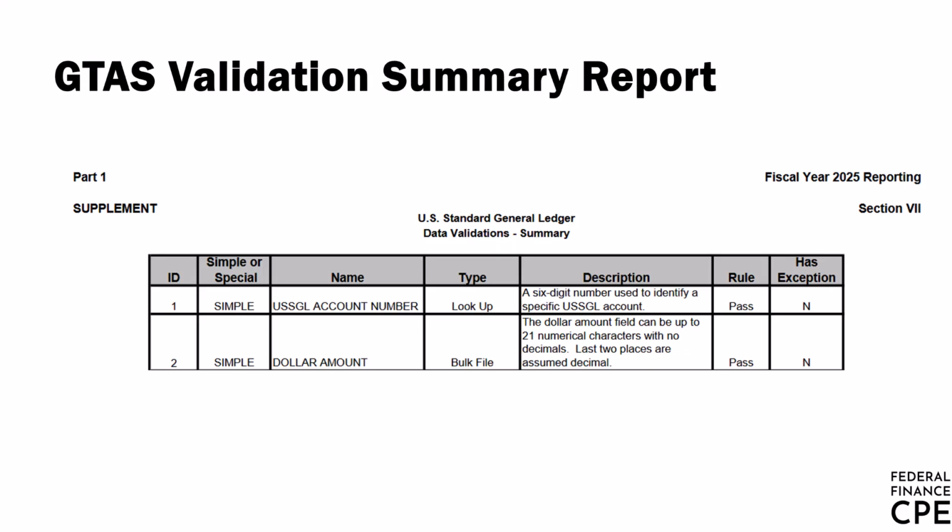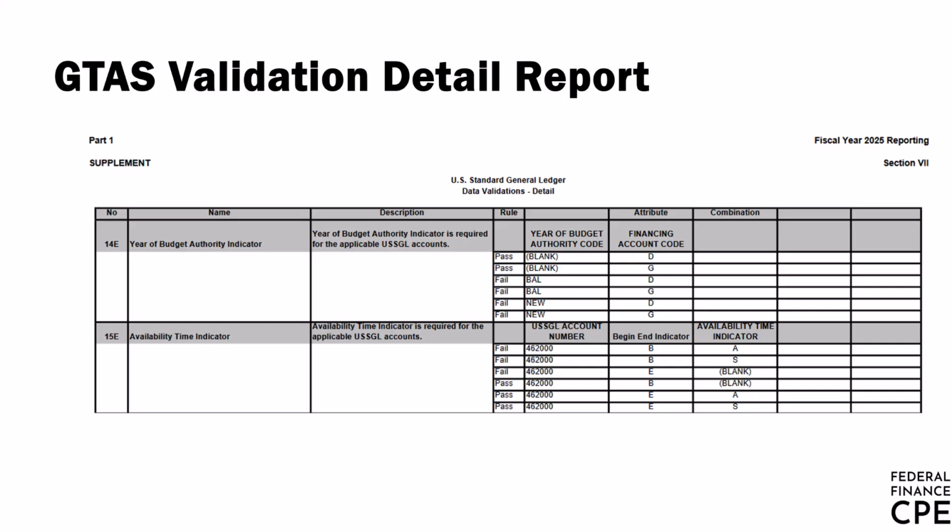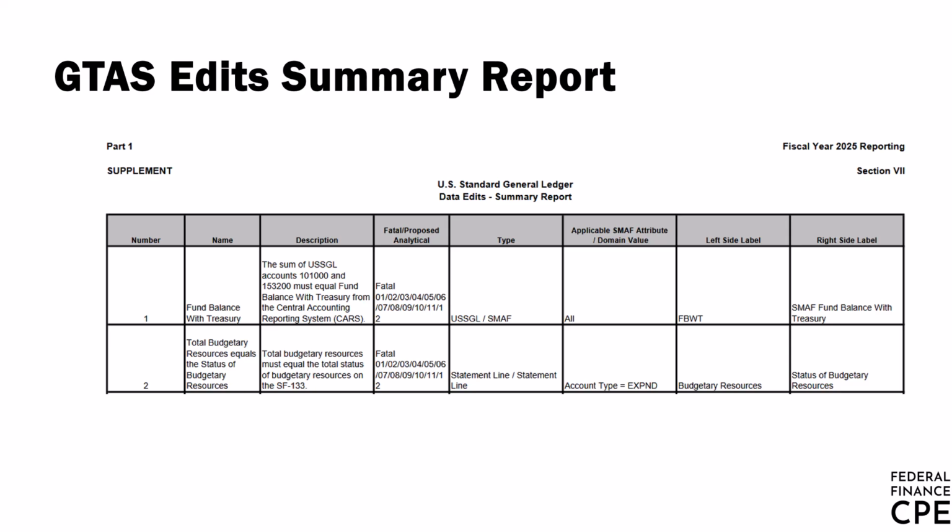So we have the summary report. You'll see here, right? The validation number, name, some details. Then we'll get the specific details of the validations. Now we go into the edits. Similarly, the summary report gives you a high level. The difference here, as you'll see, is the fatal/proposed analytical. So these are the fiscal months or periods that this edit is in effect.